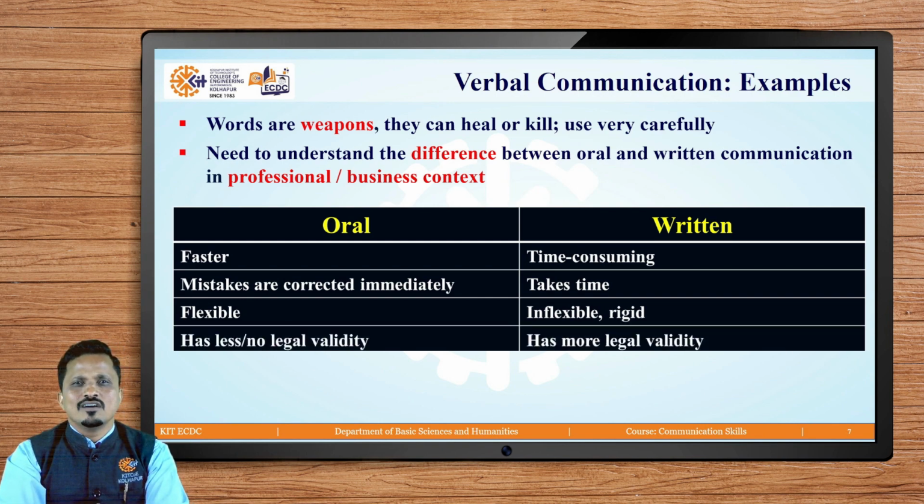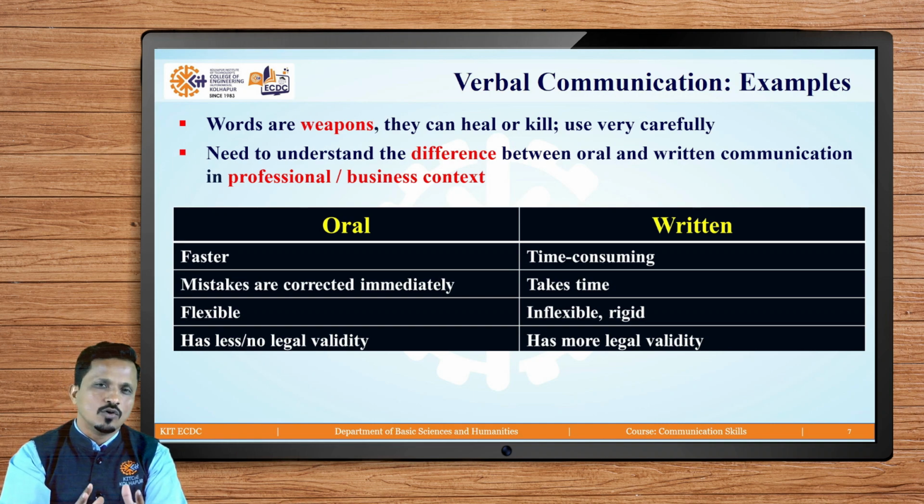Then the next difference is the biggest and very important difference: oral communication has less or no legal validity, but written communication has more legal validity. If you are promising something orally, nobody will believe. But if you want to take a promise from someone confirmly, you have to take it in writing. That's why in general communication also, when friends are saying something or betting about something, you say, can you give me in writing? Give me in writing, then only I will believe. That is, written communication has more legal validity than oral communication.